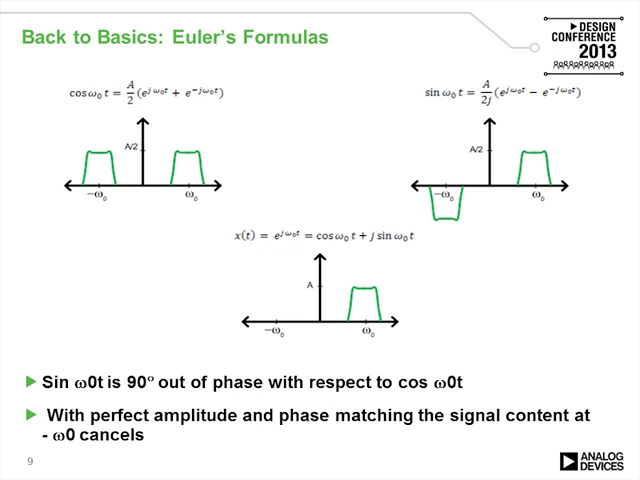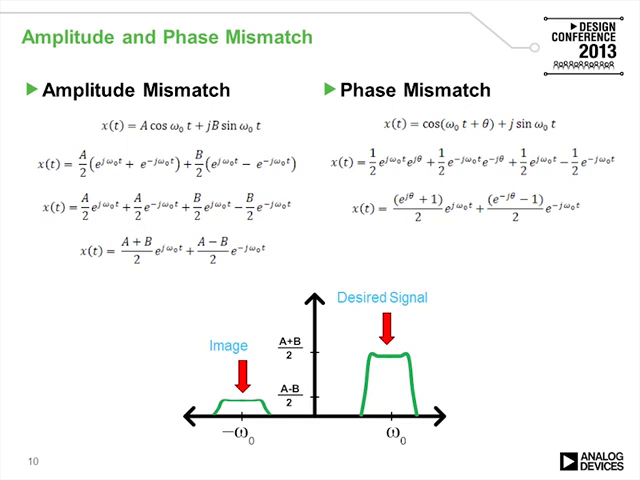So sine plus cosine is really just the real side of the image, where sine is exactly 90 degrees out of phase with respect to cosine. And when we have perfect amplitude match and perfect phase match, the signal content at omega naught, or negative omega naught, actually cancels. Now, the problem is that in most systems, we can't ever have perfect amplitude matches and perfect phase matches. So what does that actually cause?